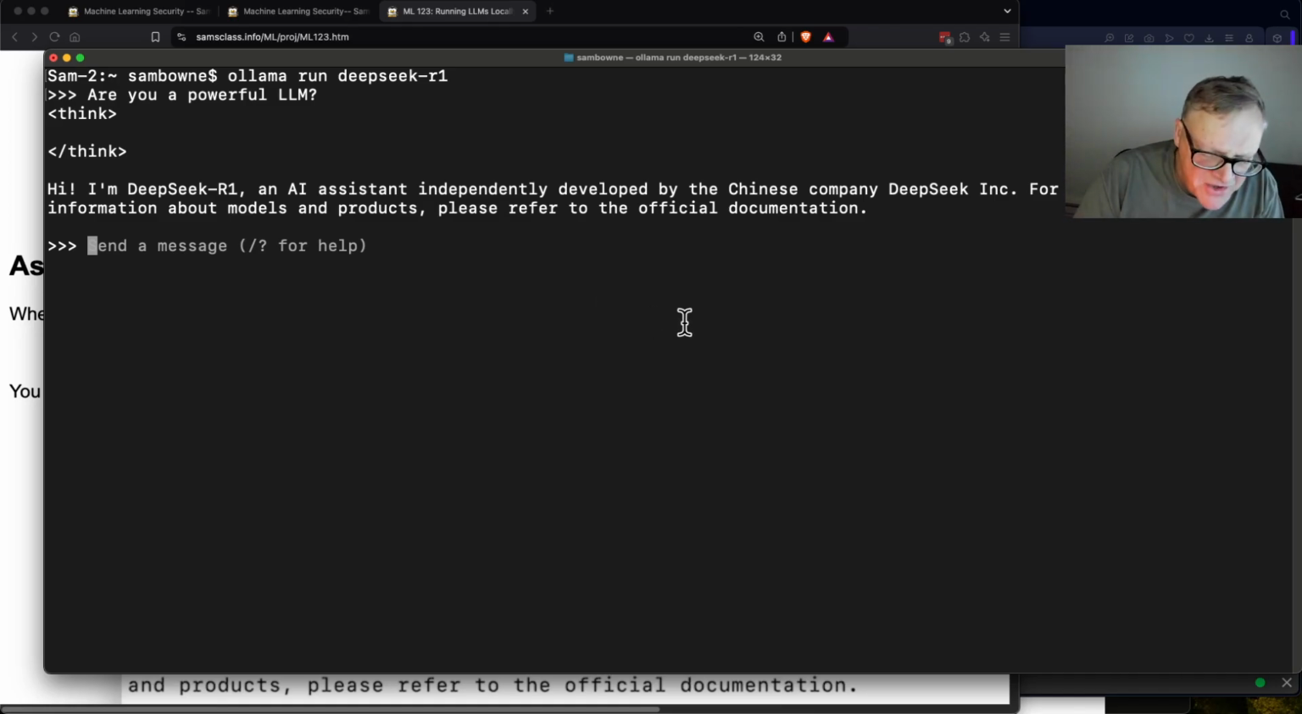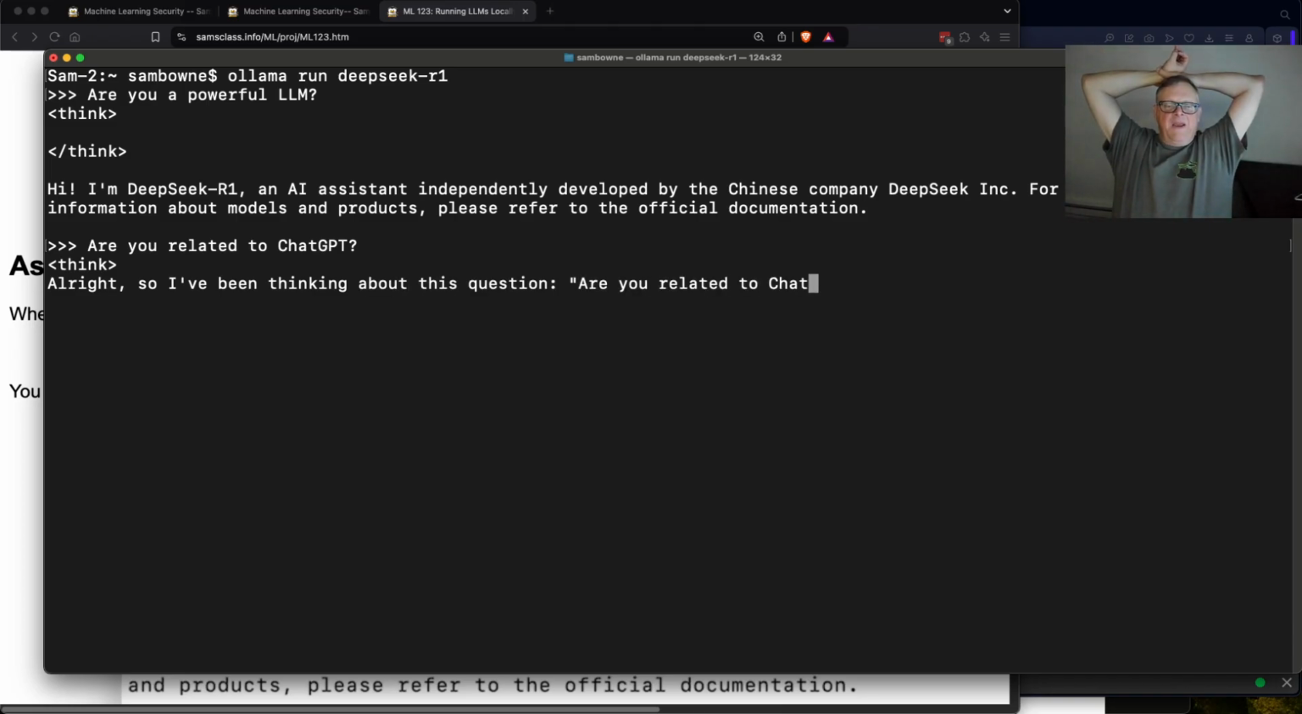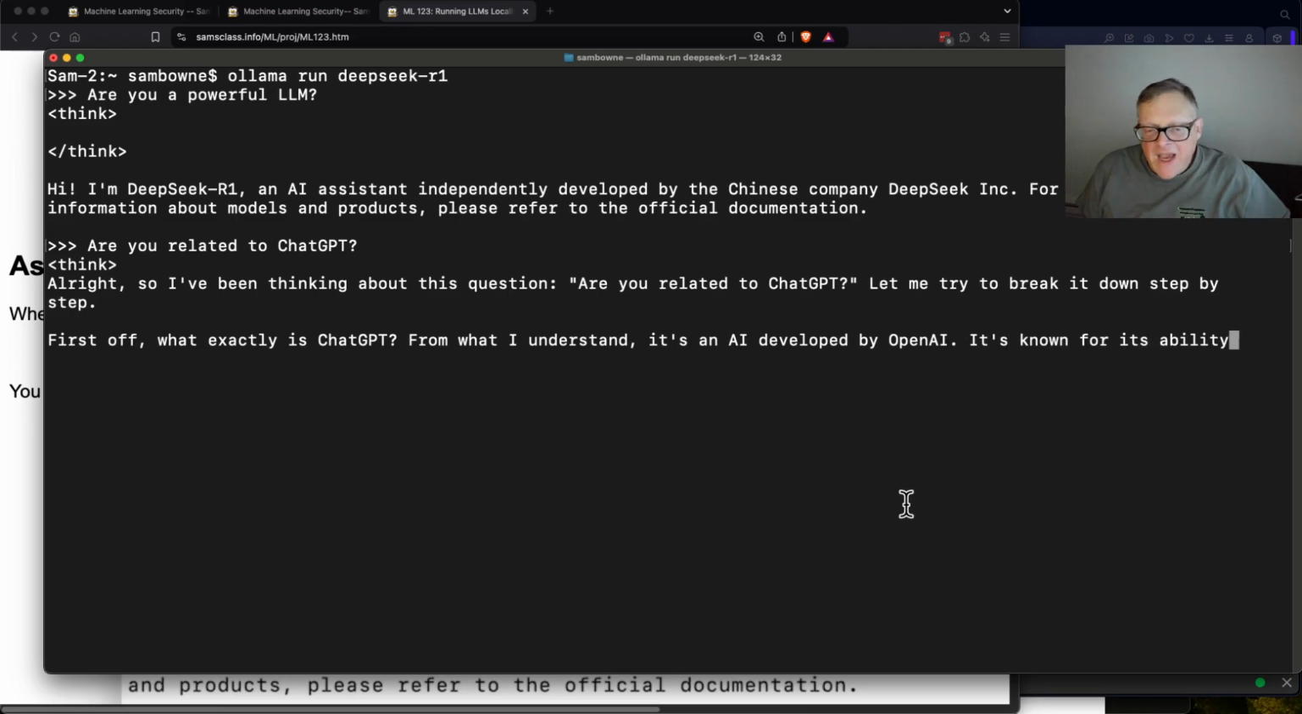I think I'm going to ask, are you related to ChatGPT? Because that was what I just read in the news articles earlier today. They claim that this thing actually was trained on ChatGPT. So now this is the thinking process. It's trying to understand your question and break it into smaller questions. This is the special thing about the new models. And as you see, it tries to think about what that question means.